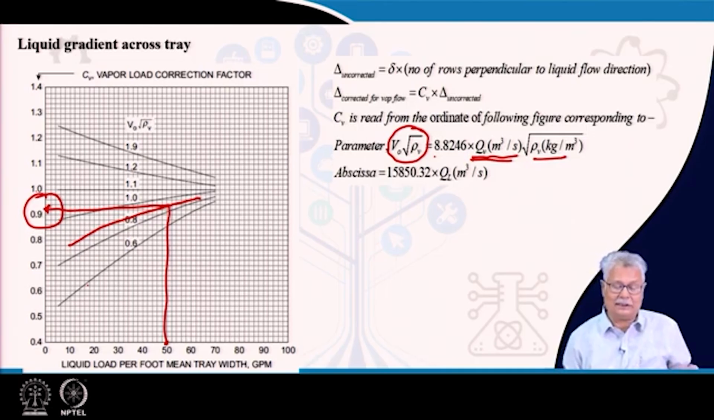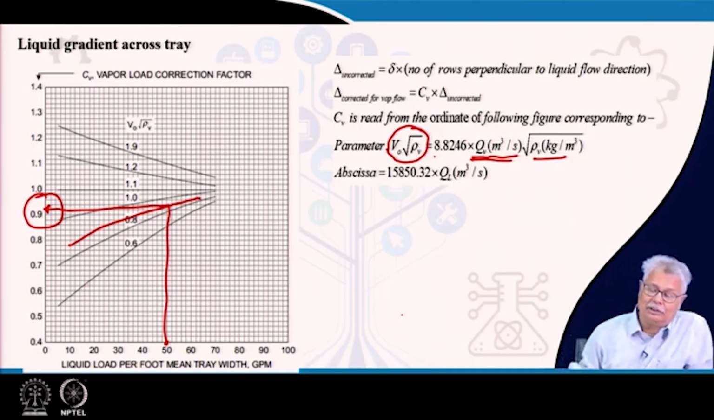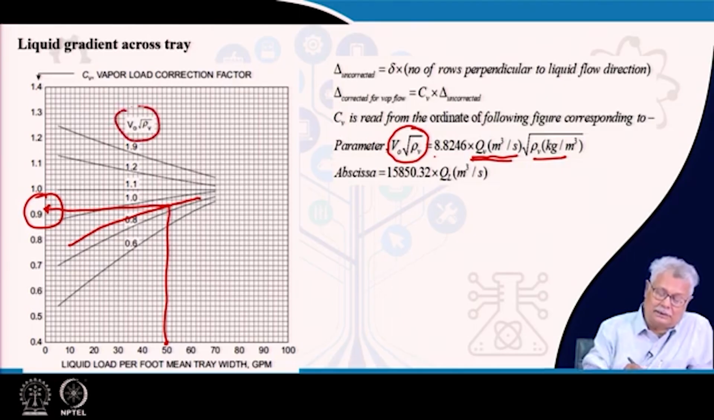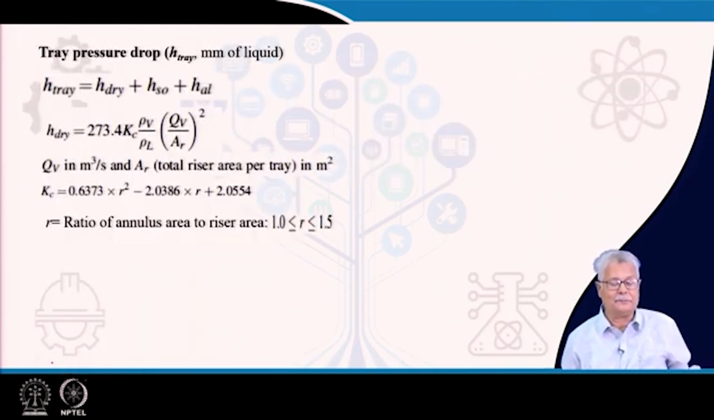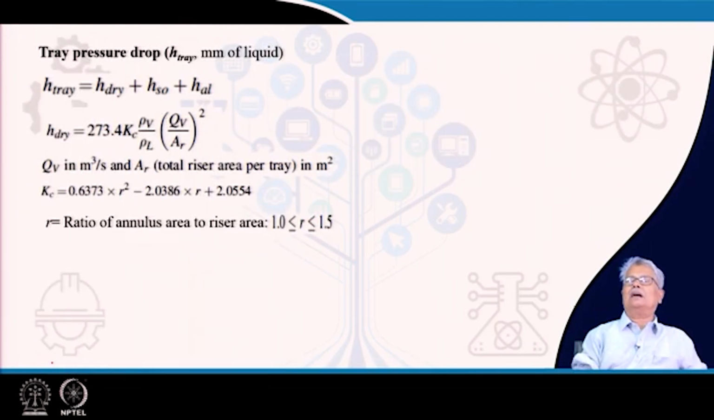You will notice one thing here, it involves both the vapor flow rate as well as the liquid load. And remember, this technique is valid only for bubble cap trays, this particular correlation.